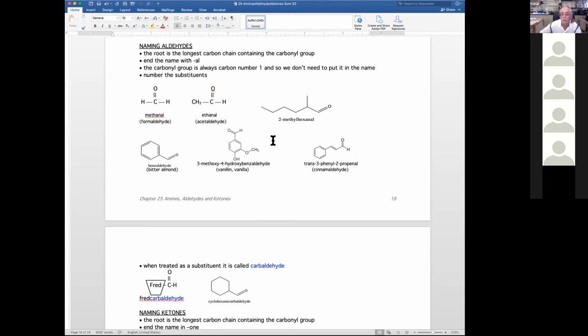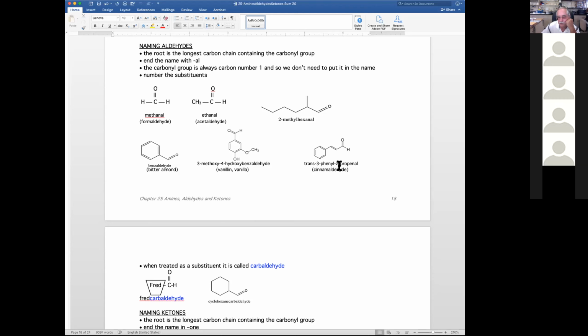Okay. And here's another one. So look at the name of this one, propenal. What does that mean? So 1, 2, 3, it would be propane. It's propanal because it's an aldehyde. But what about that double bond right there? So we just put it as propenal. And then you could have put prop-2-enal as well. It's okay to do that.